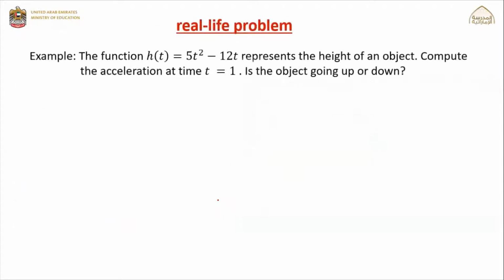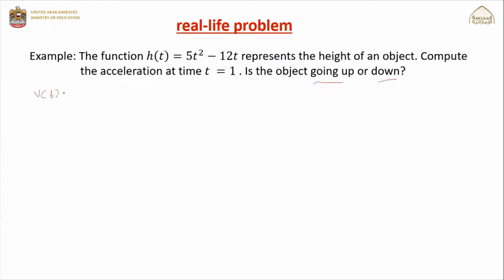Here we have a real life problem about acceleration and velocity. The function h of t equals 5t squared minus 12t represents the height of an object. Compute the acceleration at time t equals 1. After that, I need you to make a decision about this object going up or going down.